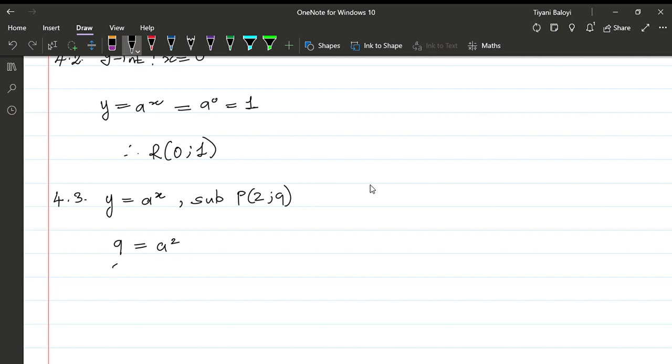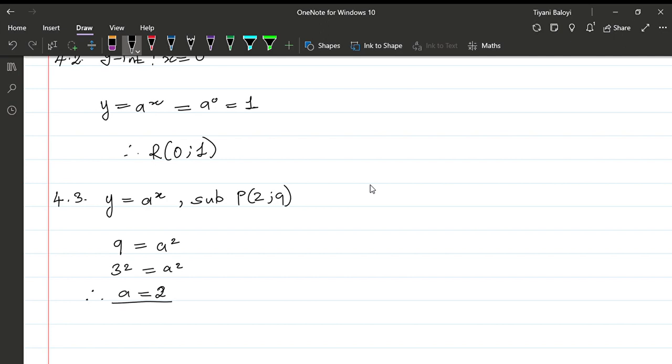Therefore, you have something like this. You can write 3 to the power 2, equal to a to the power 2. Same exponents, you equate the base. This is the exponential rule, you can check it out. And then we have a is equal to 3.